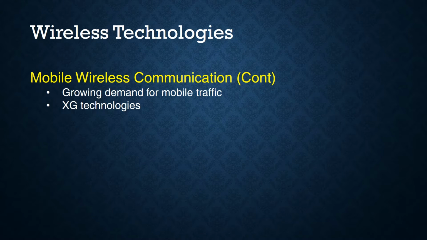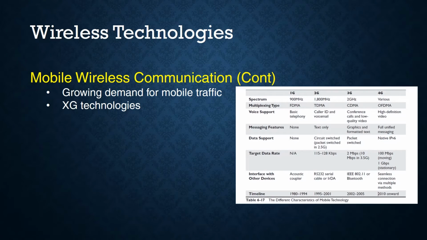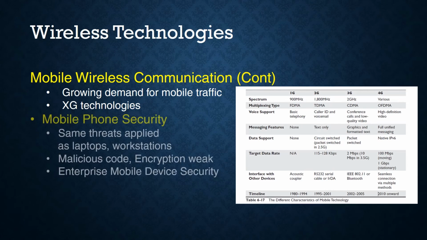So here we have the growing demand for mobile traffic and XG technologies. All we're talking about here is that it's growing and it's going to get worse, but that's why we have to make sure that we have something in place. We also need to understand we came from 1G to now we're at 4G. These are the different types of technologies that we have for mobile communication. It's getting better for the users, but that also introduces issues with security.